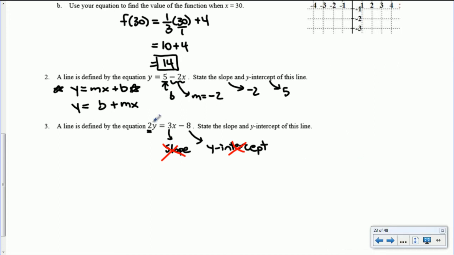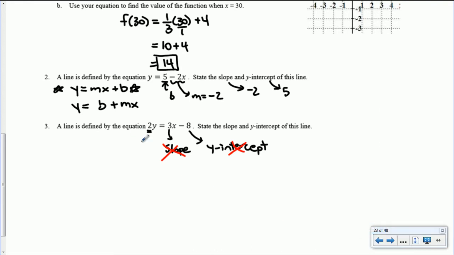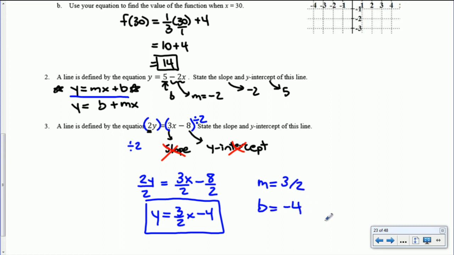What we need to do first is get this y on its own. So in order to do that, we'll use a different color pen. If I divide both sides of this equation by 2, that whole thing divided by 2 and that whole thing divided by 2, I would go 2y over 2 equals 3x over 2 minus 8 over 2. So everything gets divided by 2. We maintain the balance. On the left, 2 divided by 2 is just 1, so we're left with y, and 3 over 2 just stays as 3 over 2, and -8 over 2 reduces to -4. So now we can make a direct comparison because it's in the form y equals mx plus b, and we can say that the slope is 3/2 and the y-intercept is -4.